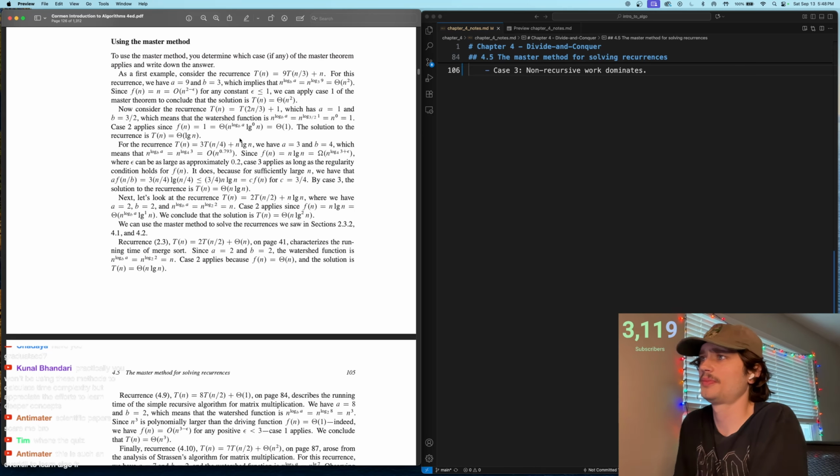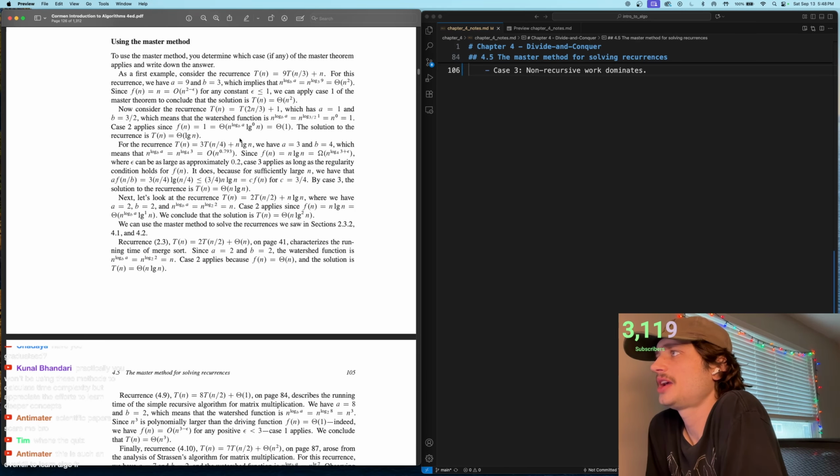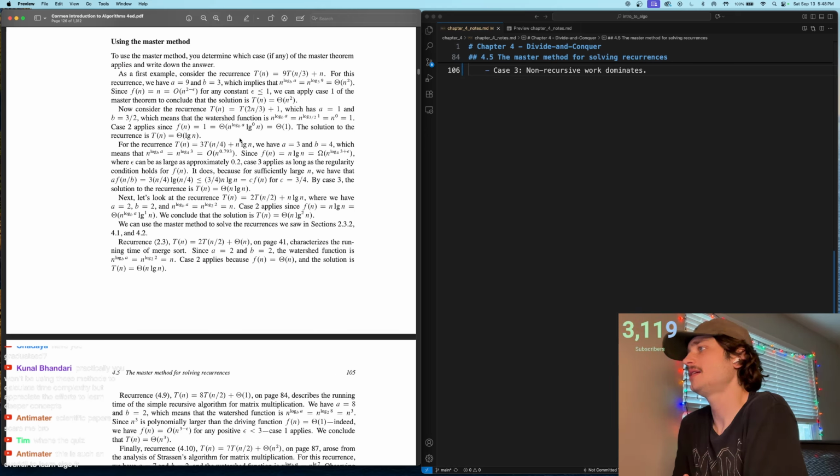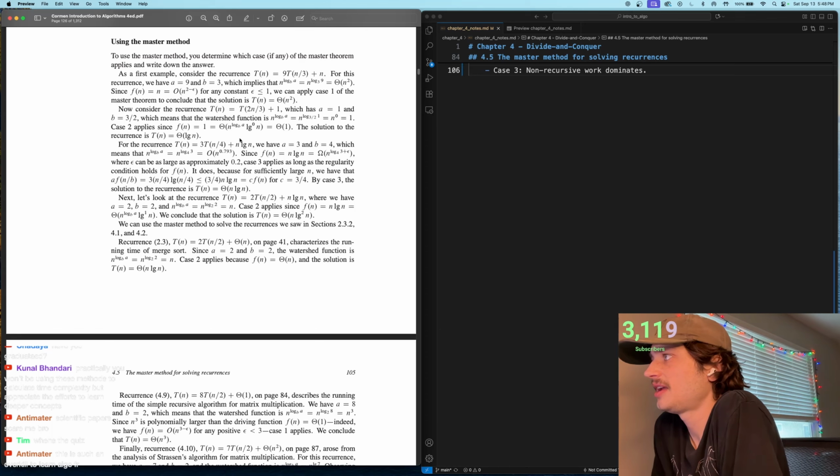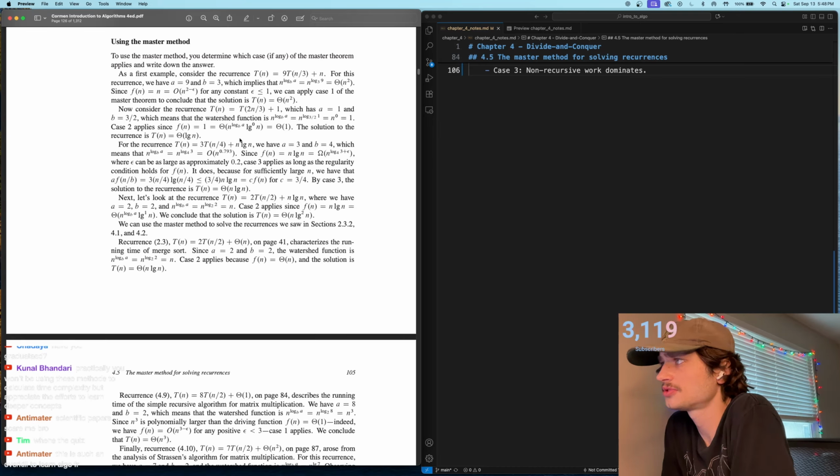Using the master method. To use the master method, you determine which case, if any, of the master theorem applies and write down the answer. As a first example, consider this recurrence. For this recurrence, we have a = 9 and b = 3, which implies that the watershed function is Θ(n^2). Since f(n) = O(n^(2-ε)) for any constant ε less than or equal to 1, we can apply case 1 of the master theorem to conclude that the solution is T(n) = Θ(n^2). That was a lot easier than before, right?